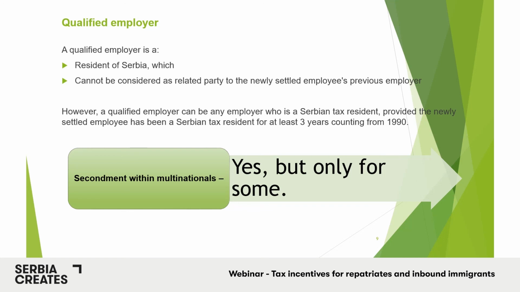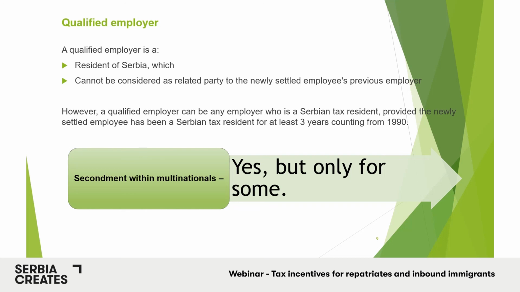However, what then kicks in is the fact that this incentive has a demographic component. So what we want is not only to attract talent, but we want talent which will stay in Serbia. So due to the fact that we wanted to attract talent which will stay in Serbia, a provision, an exemption from this second condition has been provided. So a qualified employer is any employer who is a Serbian tax resident, provided that the newly settled employee has been a Serbian tax resident for at least 3 years counting from 1990.